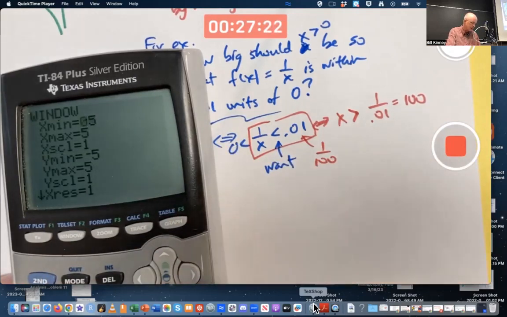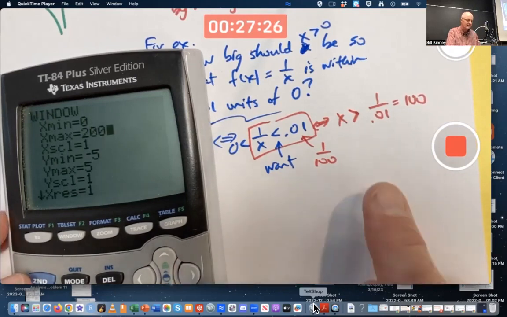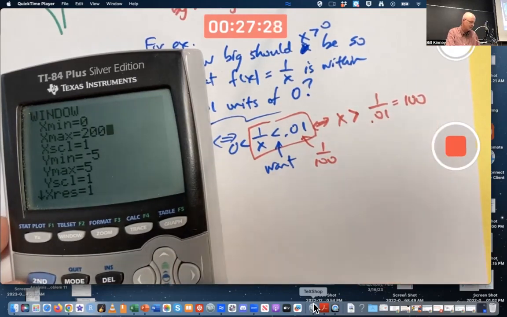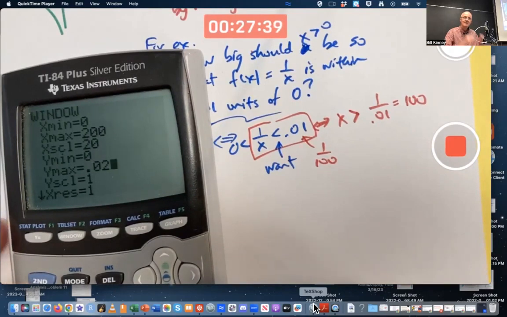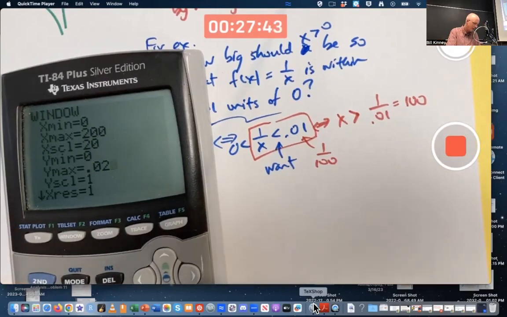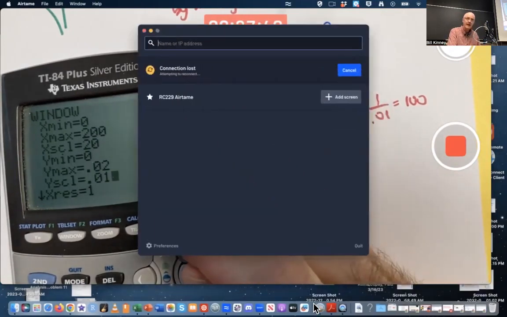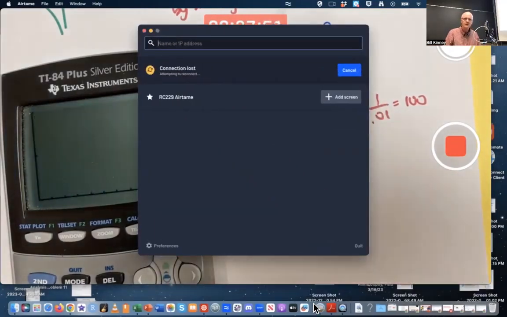So to actually see what we want to see, we need to pick a different plotting window. How about 0 out to 200? I know x needs to be bigger than 100. I'll make the tick marks, say 20 units apart. And for y, how about 0 to 0.02? This is a very skinny window this way. But of course, on the calculator, it'll get rescaled to look like it's in a square window. You ready? 1, 2, 3, go.